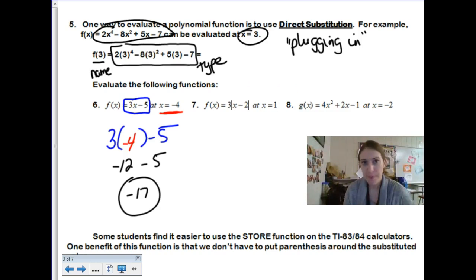Okay, our next function is our friend the absolute value function with a 3 out in front of it. So it says take your function, which is 3 times the absolute value of x minus 2, and then instead of using x, they want you to plug in a 1 for the x.